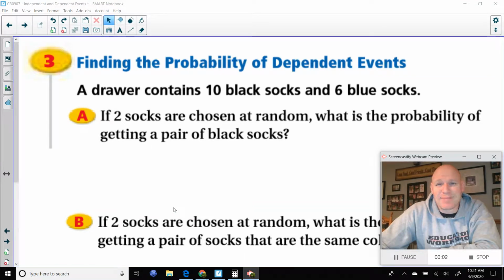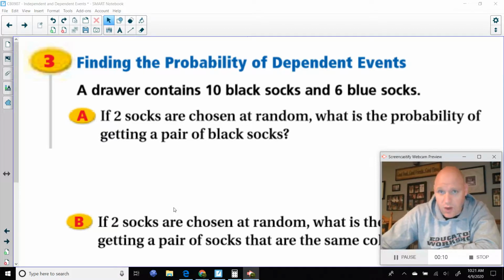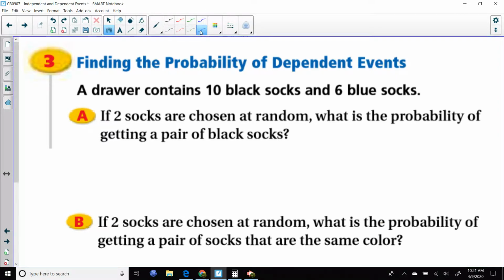We're going to look at dependent events. Once again, dependent events are going to be when the events depend on each other. So one is going to be affected by the other one. They're tied together in some way. So let's go ahead and just jump right into it.